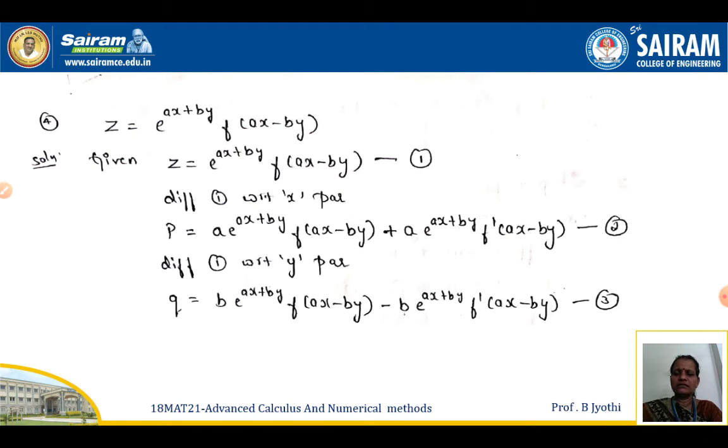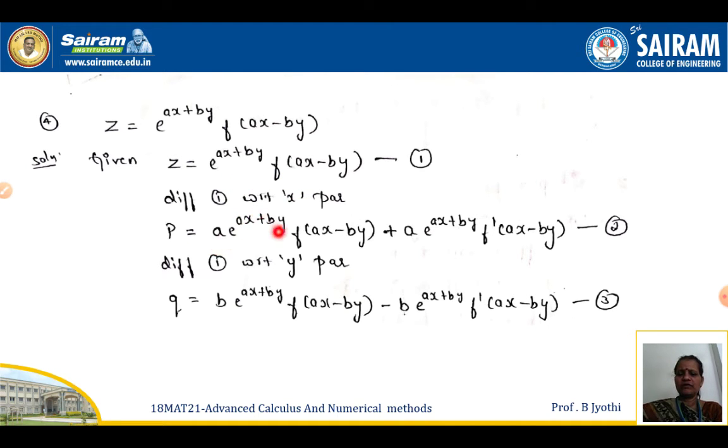Now let's take the fourth example. Z is given by e power ax plus by into f of ax minus by. So here also you can observe the two functions are there and both of them are having x as well as y. So whether you differentiate with respect to x or with respect to y, we need to apply the product rule. So let us see this one, how it has to be differentiated.